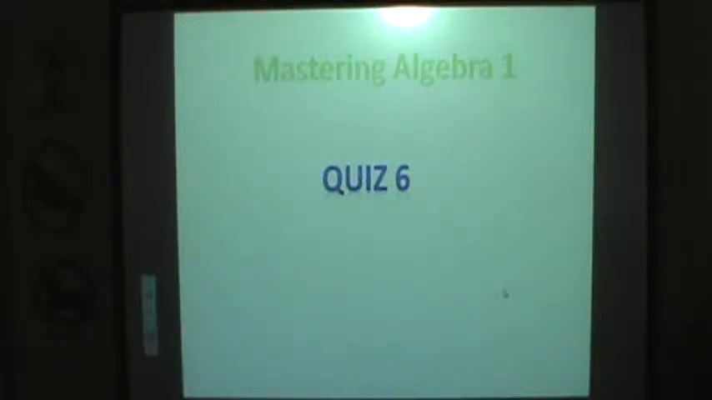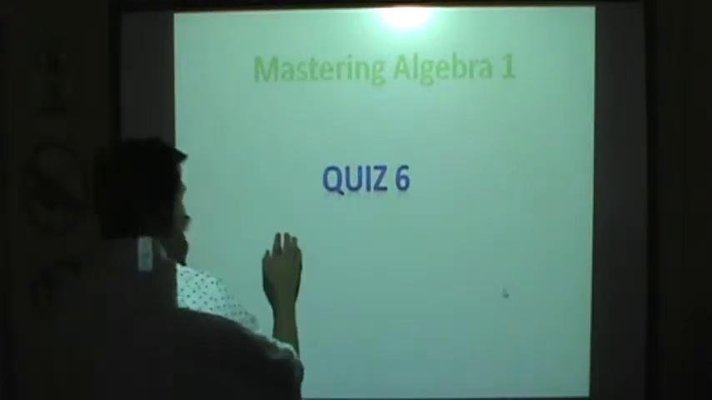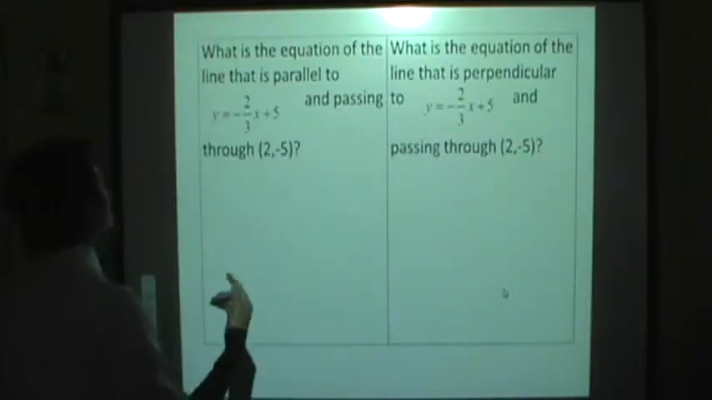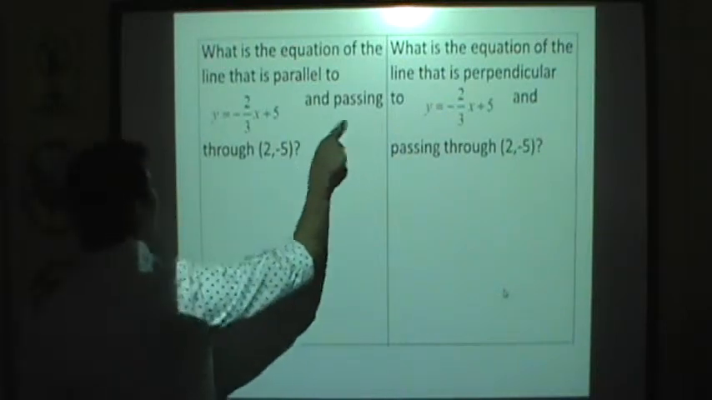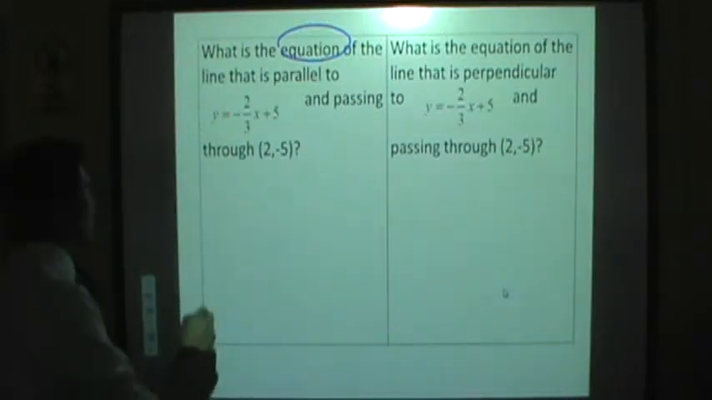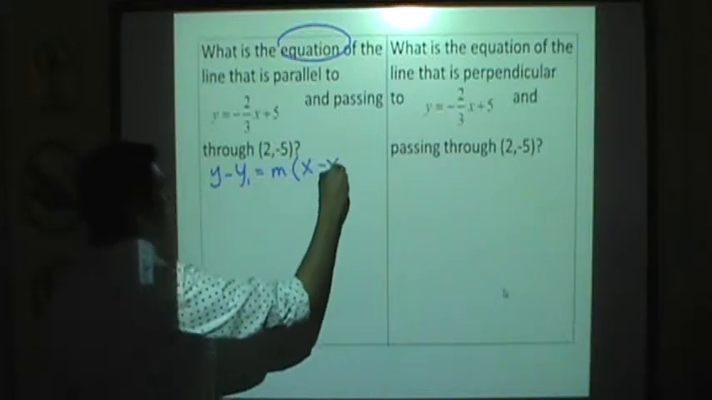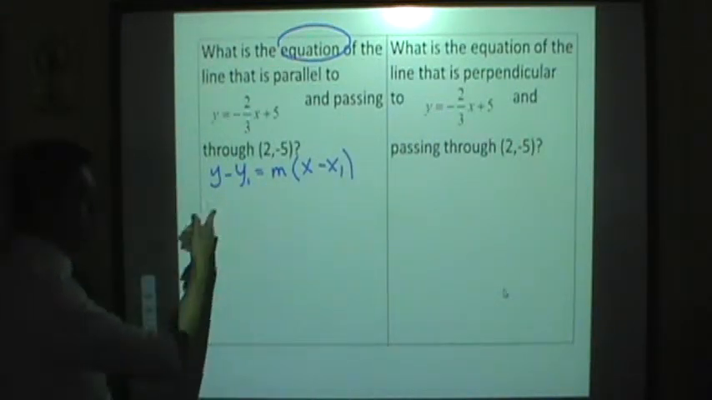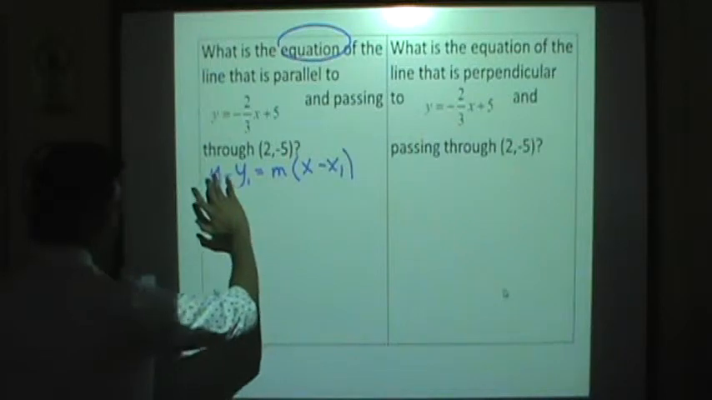Now for Mastering Algebra 1, Quiz 6, under functions, linear functions and relations. So let's have this problem. What is the equation of a line that is parallel to this one and passing through? Okay, again, we are being asked to solve for the equation. That means we need to use y minus y1 equals m times x minus x1. Guys, this formula is very useful in Algebra 1, especially on your EOC. So make sure you memorize the formula.